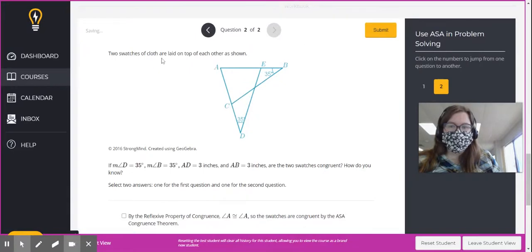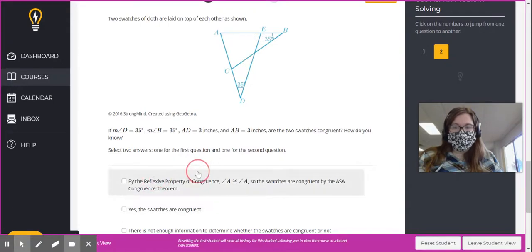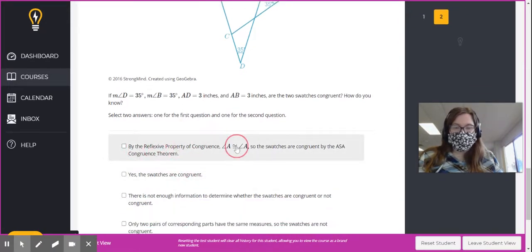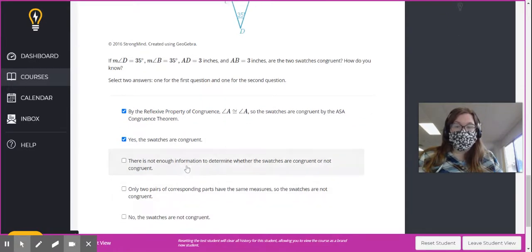And then two swatches of cloth are laid on top of each other as shown. So we have those two angles that are the same. We have AD is equal to 3 inches, and AB is equal to 3 inches. Are the two swatches congruent? So we talked about this in the last one, that one has to be the same because of the reflexive property, right? So by the reflexive property of congruence, A is congruent to A. So the swatches are congruent by angle, side, angle. That is definitely true. So in other words, yes, the swatches are congruent. There is enough information.